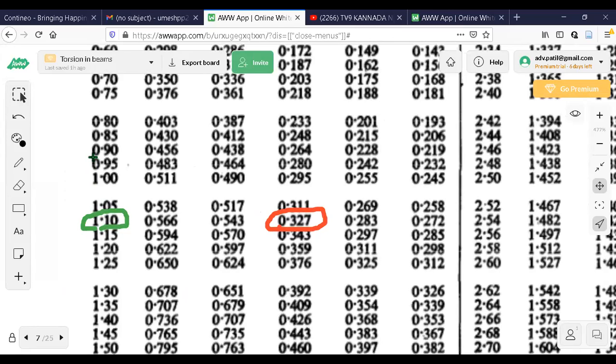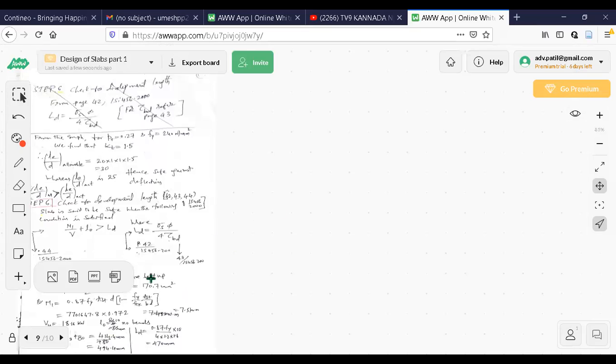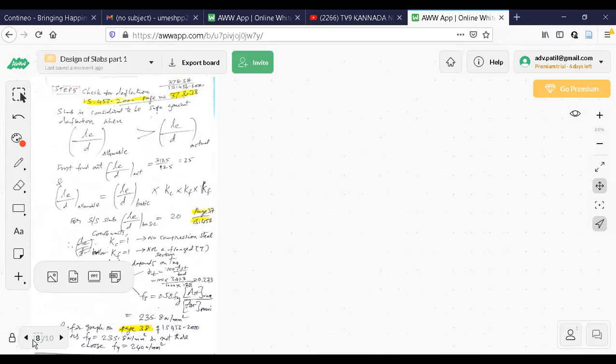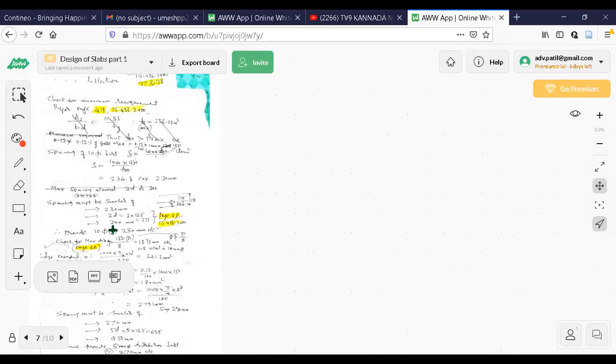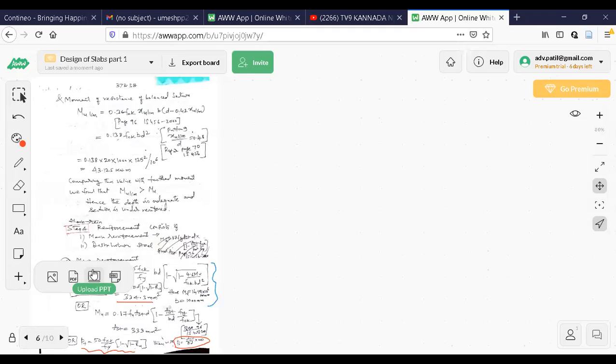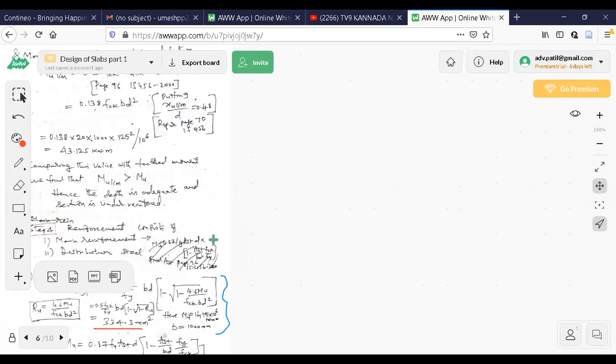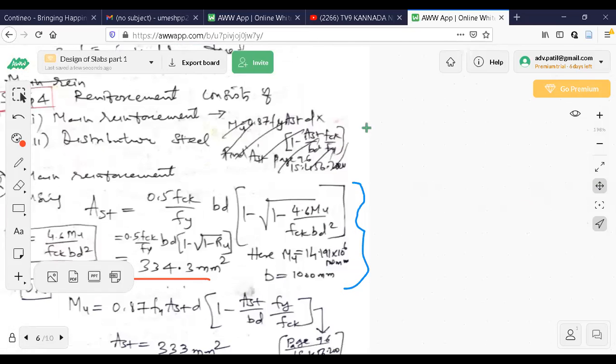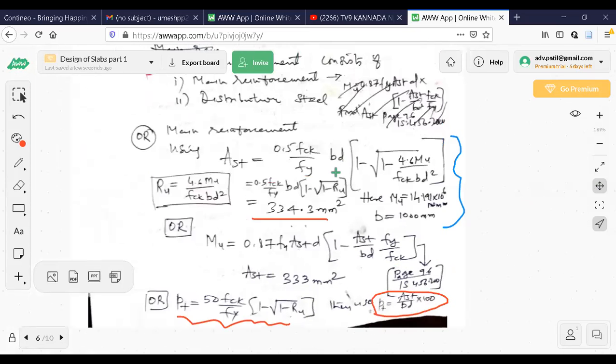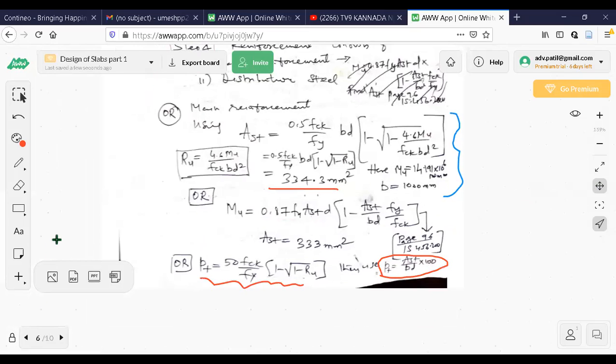Use Mu by bd square. Mu is 14.191 into 10 raised to 6. Anyway, I'll show you again. Just observe how the SP16 table is used here. One more method, the fourth method. Okay, these are the three methods that I have discussed here.